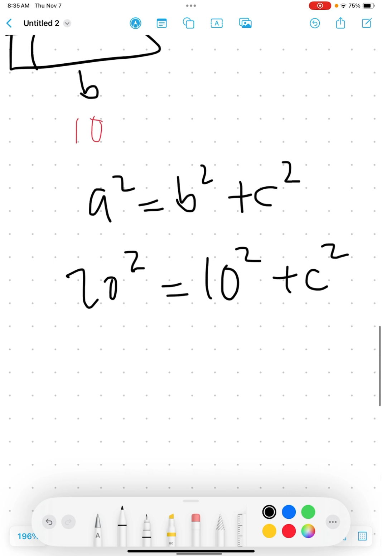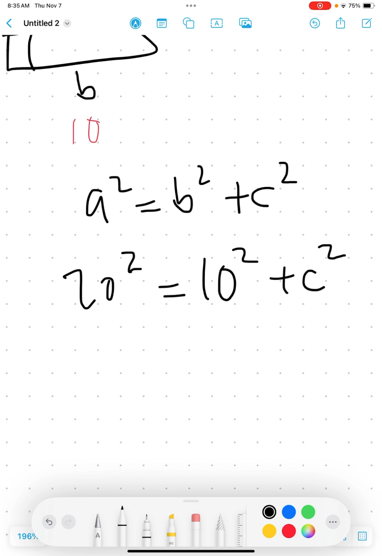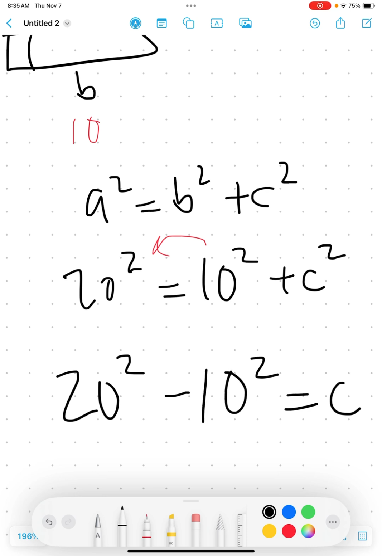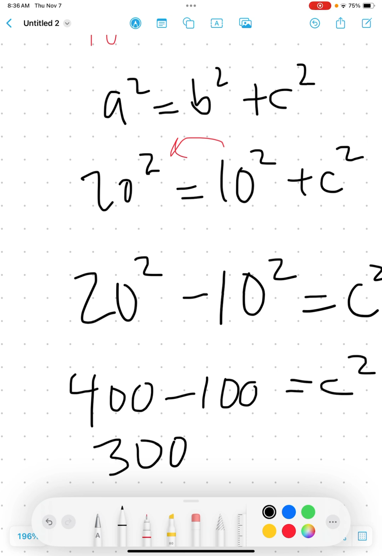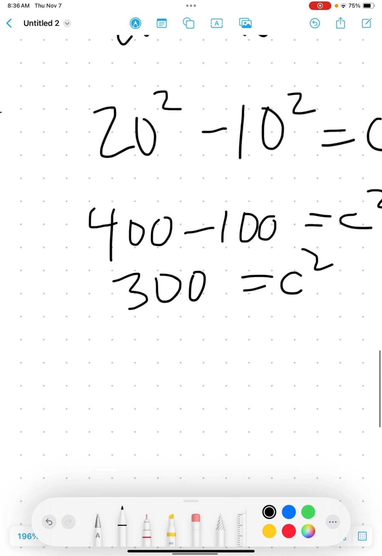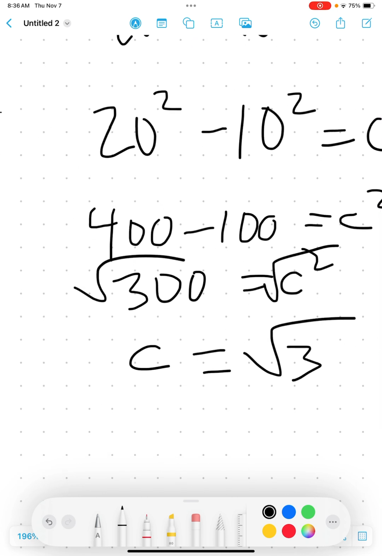Now, we need to break this down into the actual numbers, so we're going to bring the 10 squared to the other side of the equation, and that means I have to subtract it from both sides. So I'm going to end up with 20 squared minus 10 squared equals C squared. In this case, it's going to be 400 minus 100 equals C squared. So that gives us 300 equals C squared. Take the square root of both sides. We've got C equals root 300.